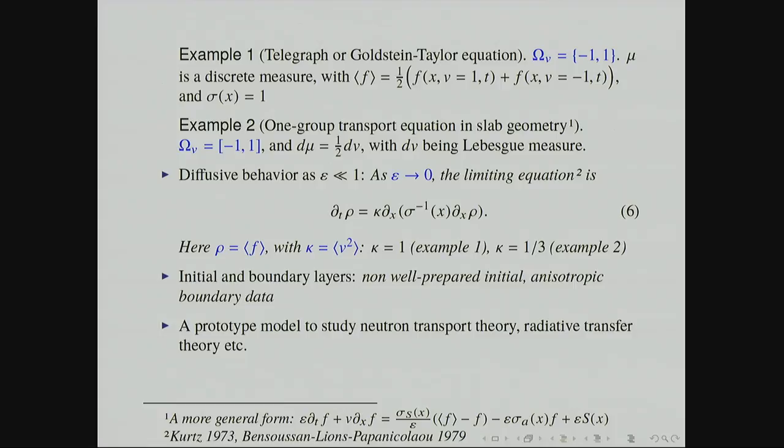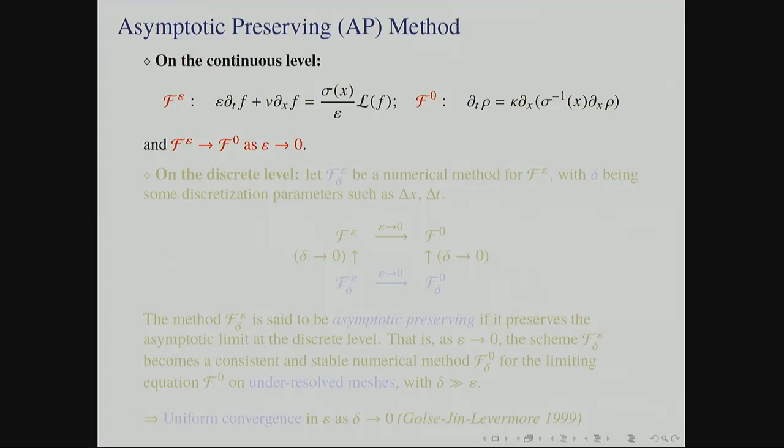This model is one-dimensional, but it can serve as a prototype to study many physically relevant models like neutron transport or radiative transfer equations. In the footnote, I also include a slightly more generalized case for the second example. Here I have another effect like absorption, and I have some source term.